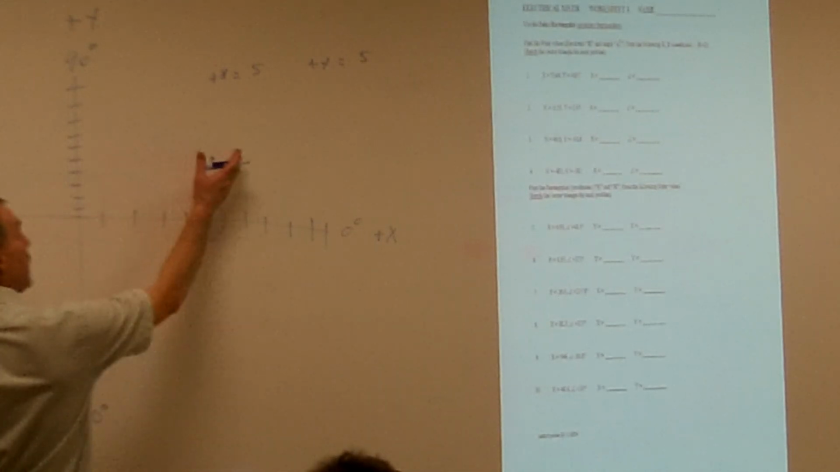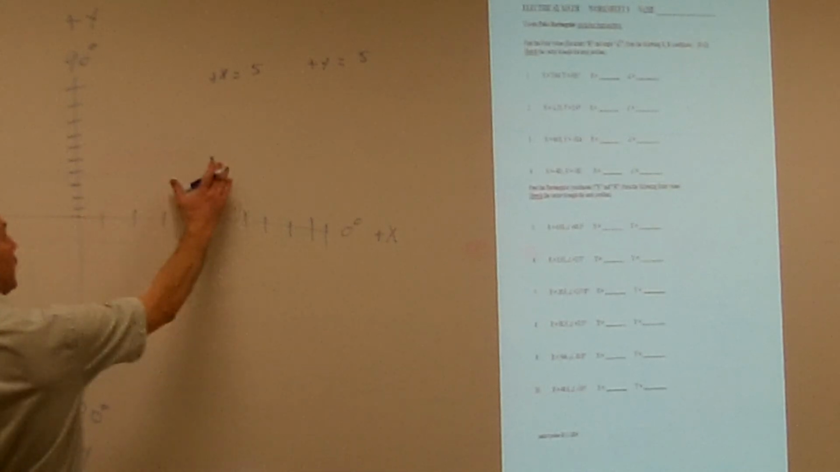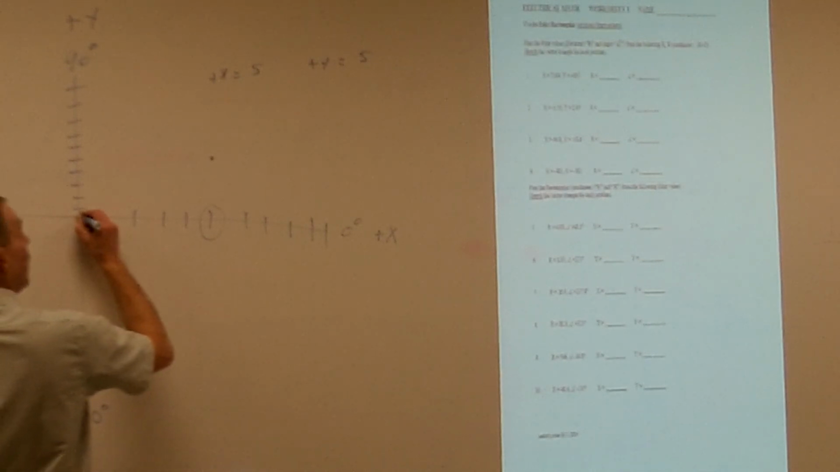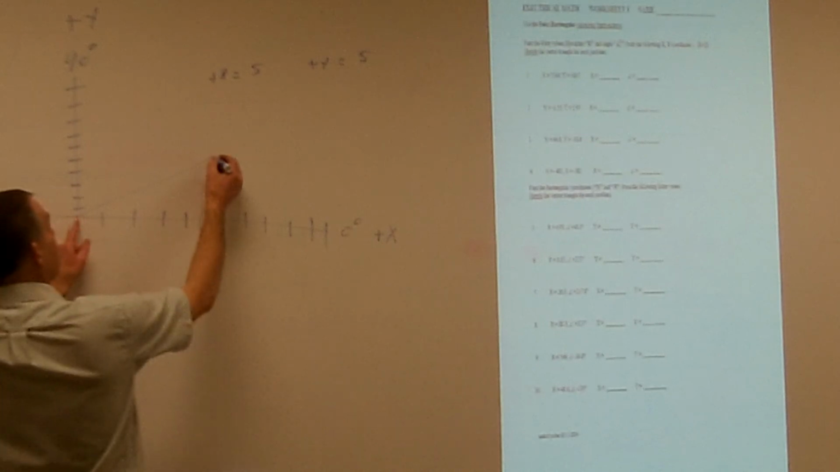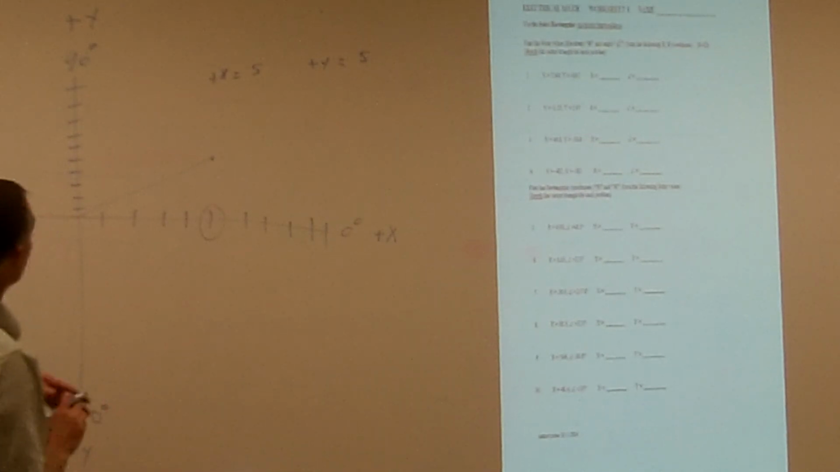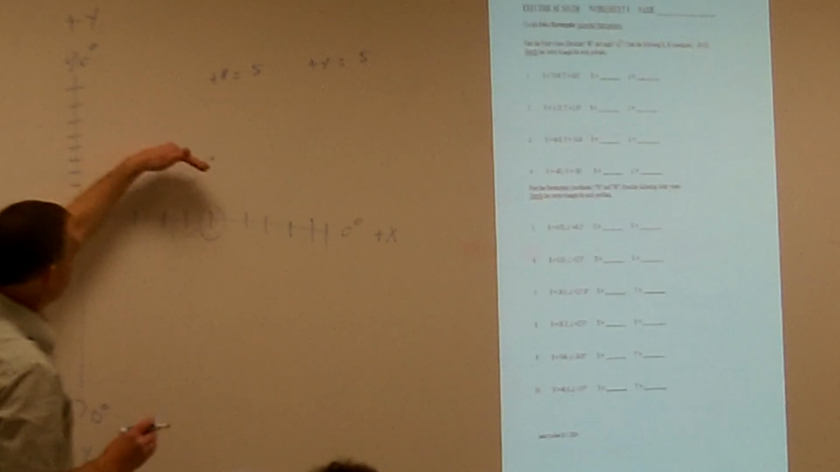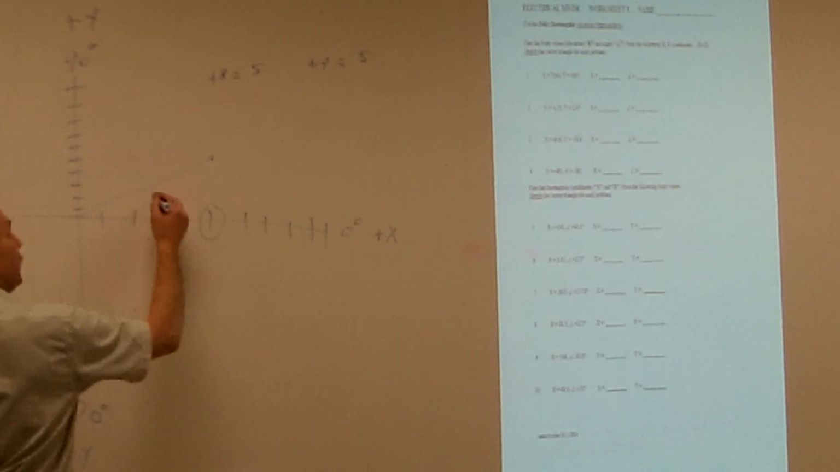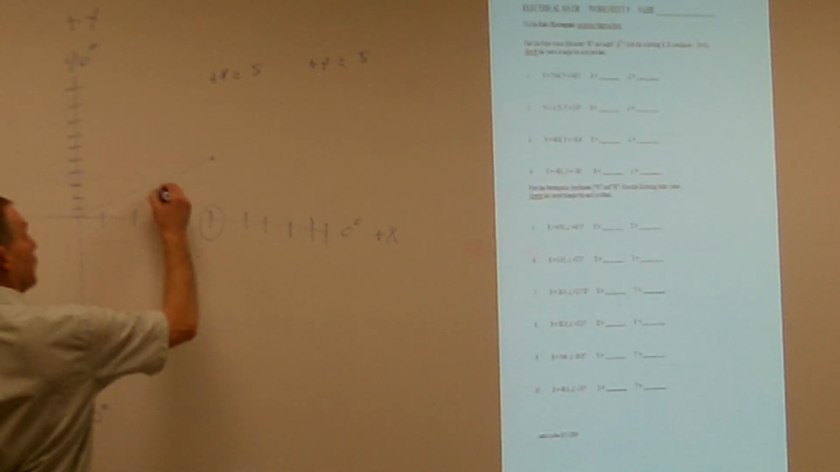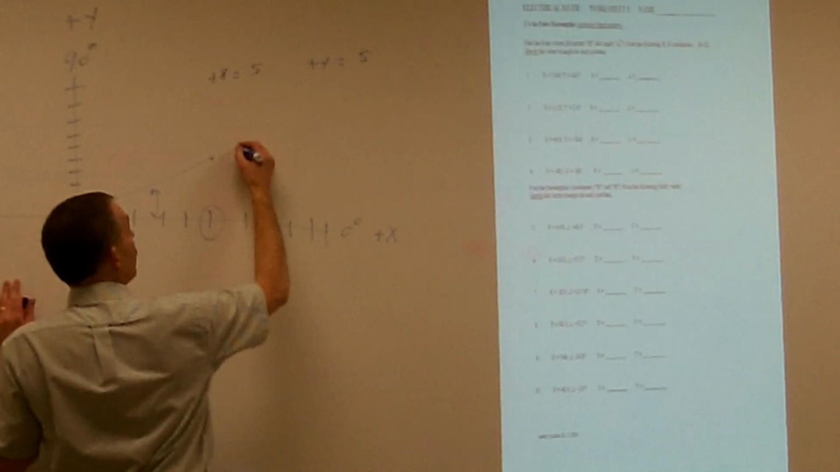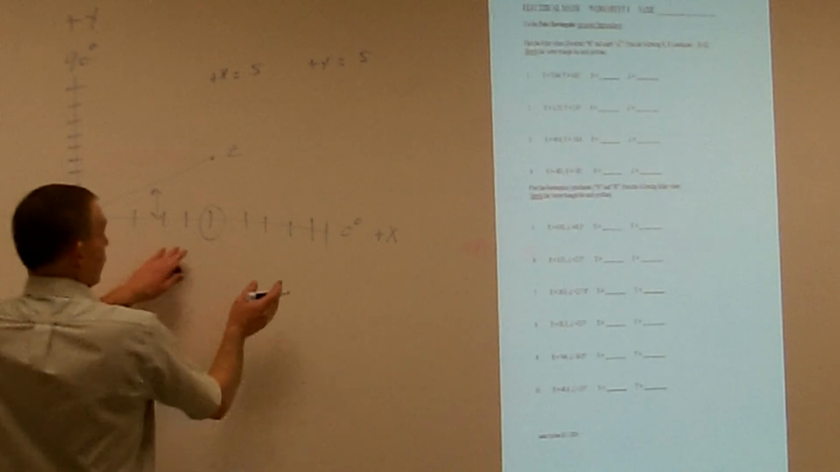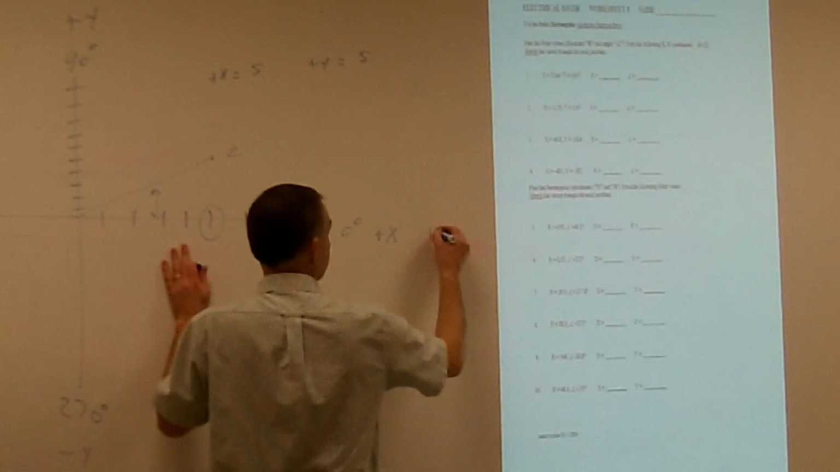And then this is going to be my resultant. This is going to be our total voltage, our total impedance, the total current, whatever it is that we're looking at. The length of this line is going to determine what that total is. And within that, we're also going to know what the angle is. So for example, this one here is going to be our Z.